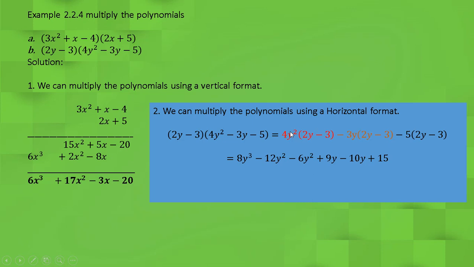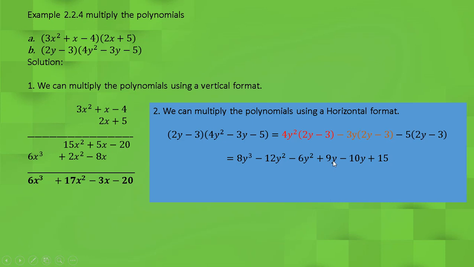So we have 4 times 2, that's 8. And then y squared times y is y cubed, since we have one exponent here, and then you add the exponent. So that's why we have a 3 exponent here. And then 4 times negative 3, that's negative 12y squared. And 6y, and negative 3y times negative 3, that's positive.